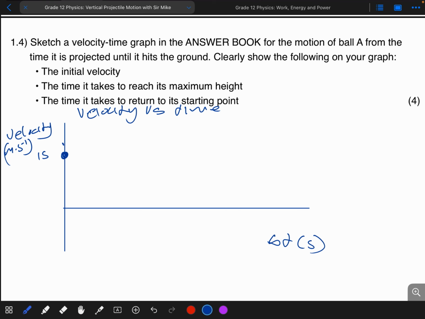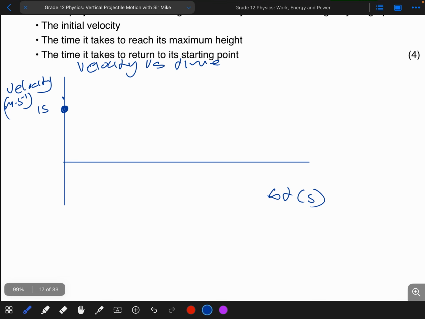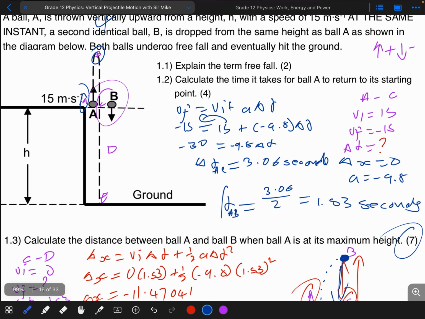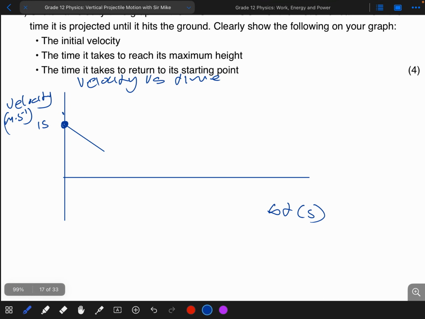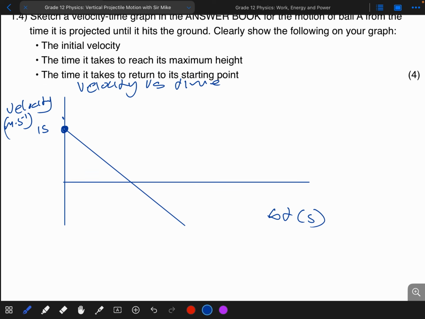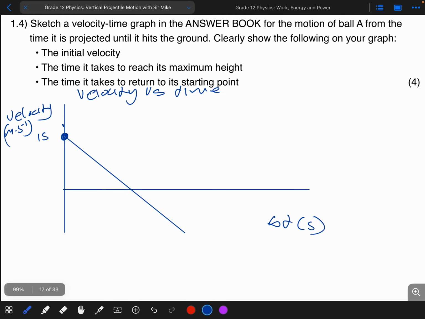As this object is in motion on its way up, its velocity was decreasing until it became 0 at the maximum height. After it reached the maximum height, it started traveling in the opposite direction, passing where it started, which is what they wanted there. So when it returns to where it started, the velocity there would be negative 15. So that's a 0 mark there.